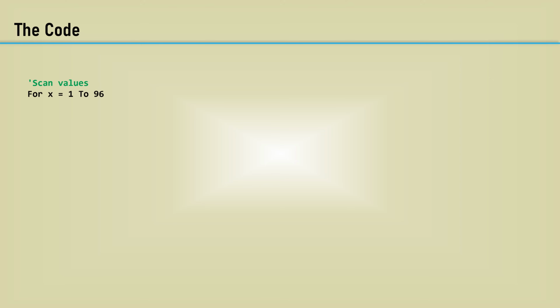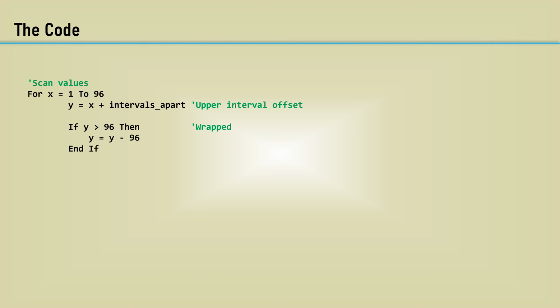Now we will do a for loop for 1 to the 96 resistor values. Y will be the index of the upper resistor interval, which is the lower index X plus the intervals apart offset. While in the loop, if Y becomes greater than 96, we need to make it wrap back by subtracting 96 from itself. If the fit for the next resistors is better than the last one, then store the values.